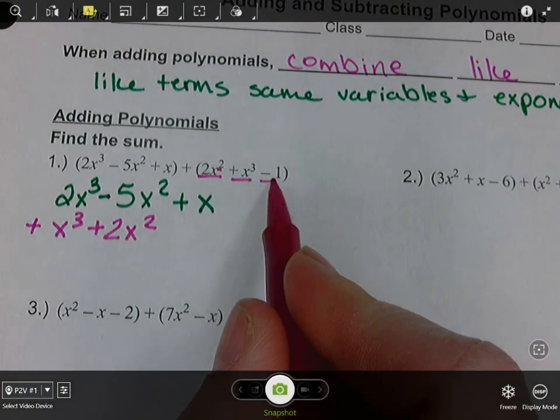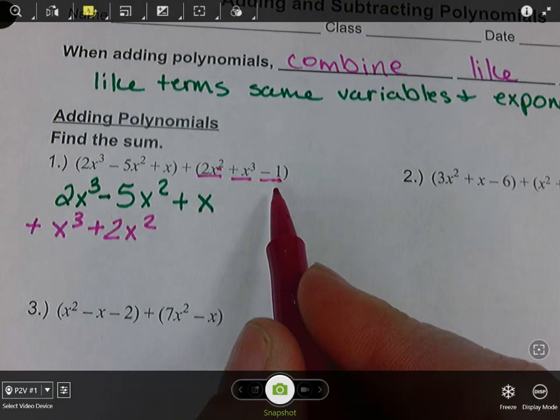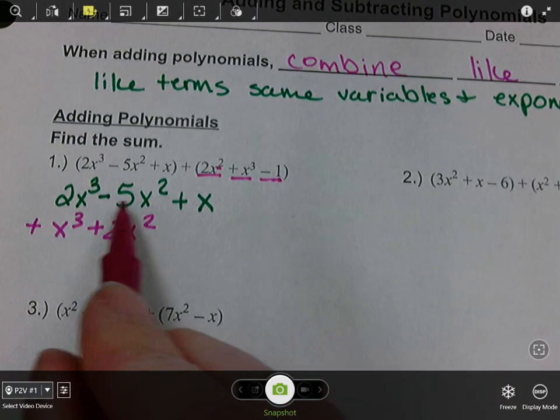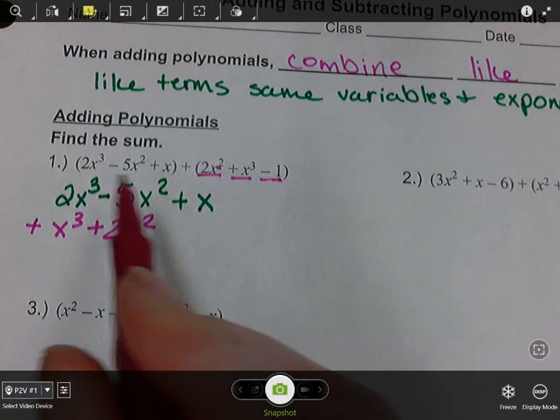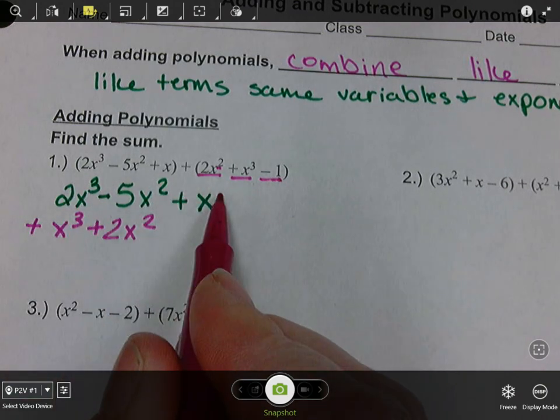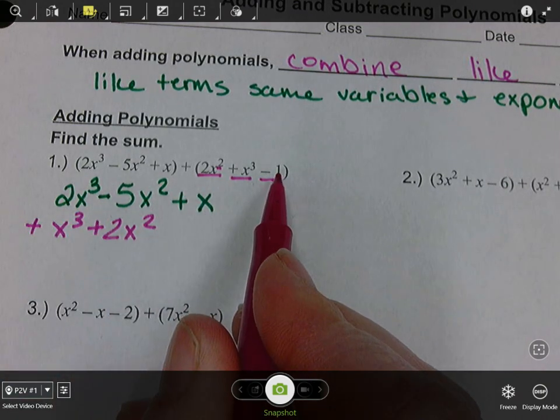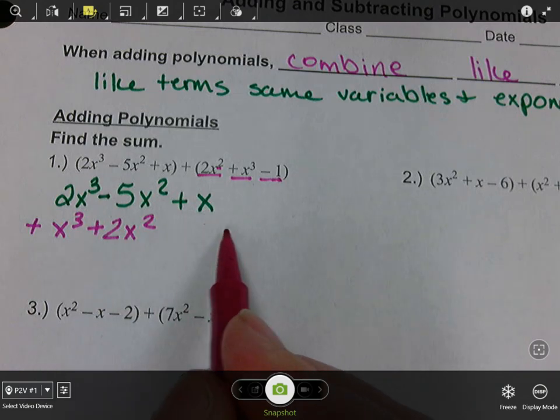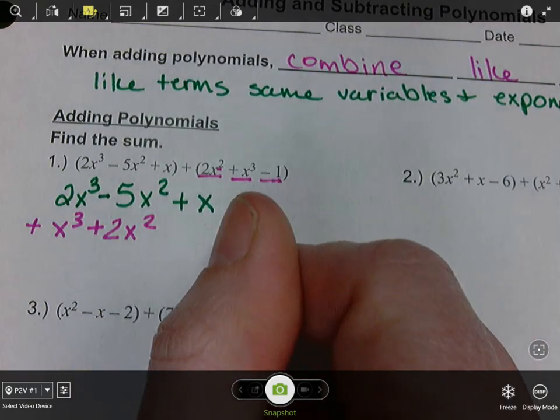And then this negative 1, that's a constant. It doesn't match anything out here. It has a degree of 0. Well, here's 3, 2, 1. The degree of 0 wouldn't go underneath the x. It would go underneath here all by itself.